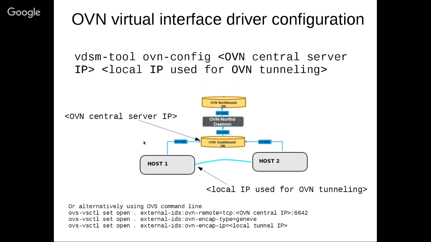The virtual interface driver will need some basic configuration. What we need to do is connect the OVN controller to the OVN central database, specifically to the OVN southbound database. We also need to establish tunnels to the other OVN hosts. This can be done by using the vdsm-tool command: vdsm-tool ovn-config, the IP of the central server, and the local IP used for OVN tunneling.